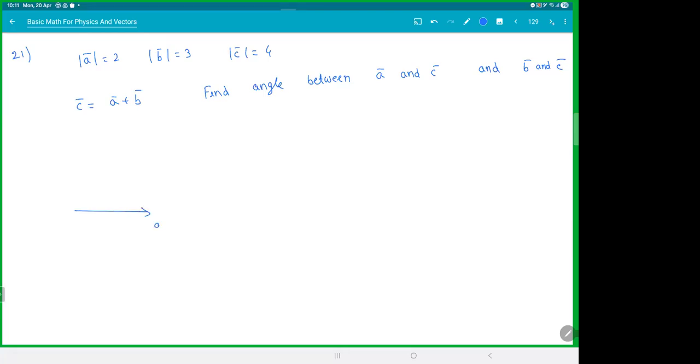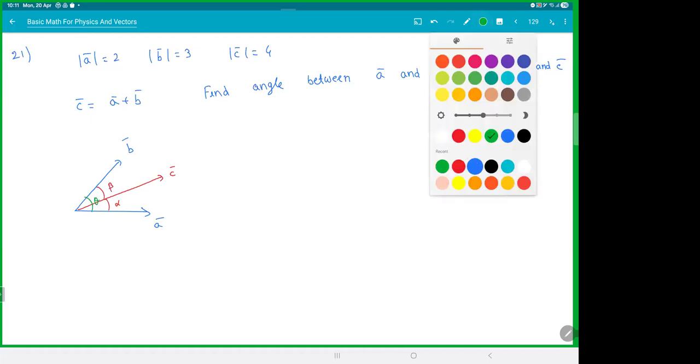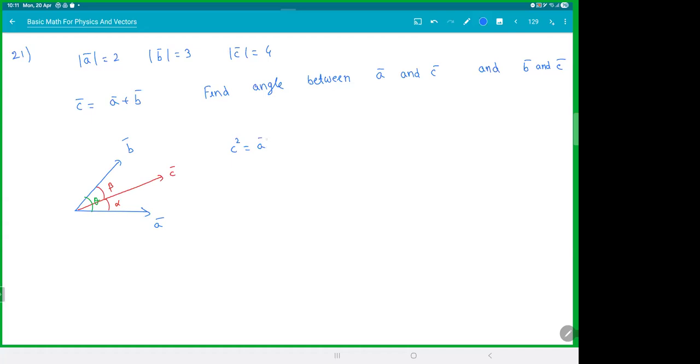Let's see. So this is your A bar, this is your B bar, this is your C bar. Remember, this was alpha, and this was beta, and this was theta. You need theta first. So C square is A square plus B square plus 2AB cos theta. So we need to get theta from here first. So 4 square equals 2 square plus 3 square plus 2 into 2 into 3 into cos theta. That would be 16 minus 4, 12, minus 9, 3. 3 and 3 goes off, so we get cos theta is 1/4.